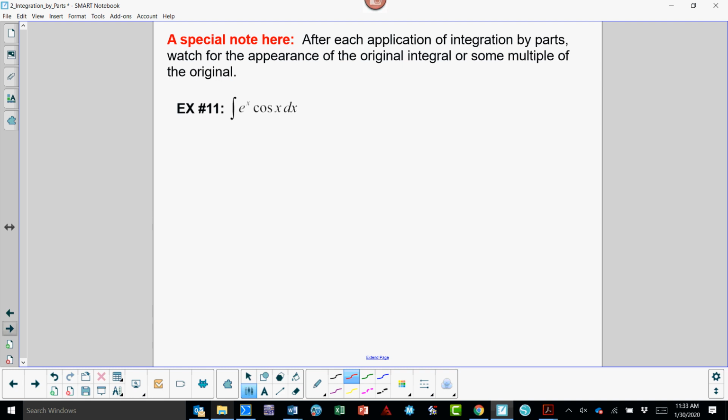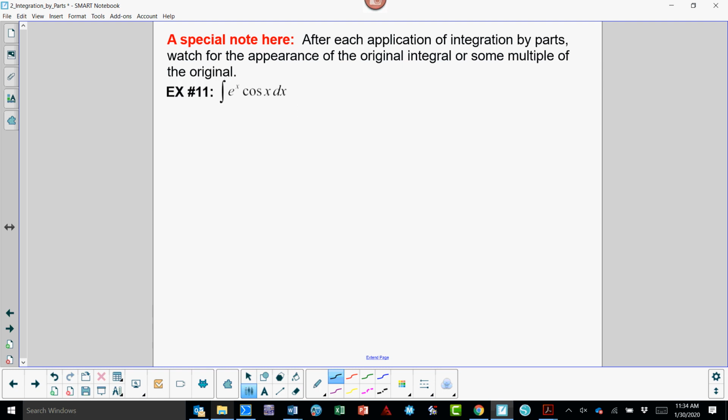Now, for this problem, you would not use a table. You could try to use a table, but I don't like that because I think students get really confused that way. So here's why I wouldn't use a table for it. Neither one of these functions is ever going to go away. They're both going to keep having new functions that'll be there.